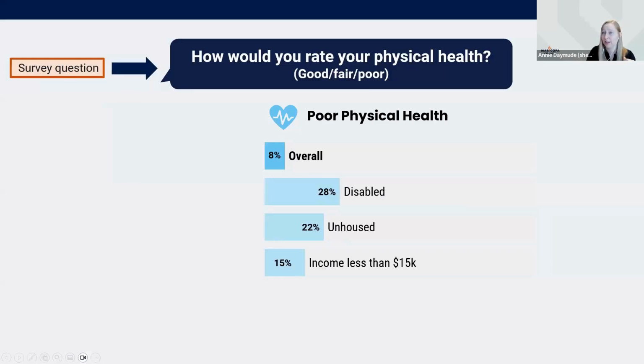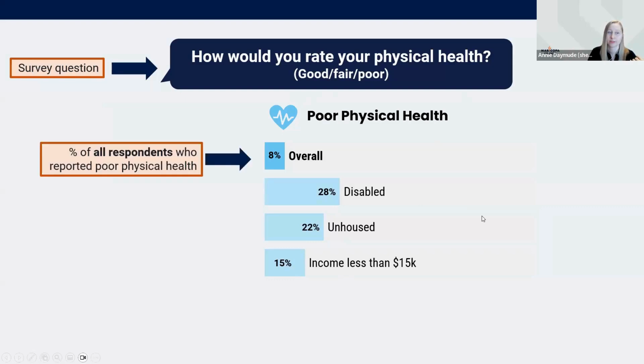So the format that you're going to see as we move forward in these slides, as well as in the profiles that we've published by county, region, and city: at the top, you'll see the survey question. For example, this survey question was, how would you rate your physical health? And the answer options were good, fair, and poor. So this first section that says 8% overall, that is the percent of all respondents who took the survey who reported poor physical health. That means that of everybody who took the survey, 8% said that they had poor physical health.